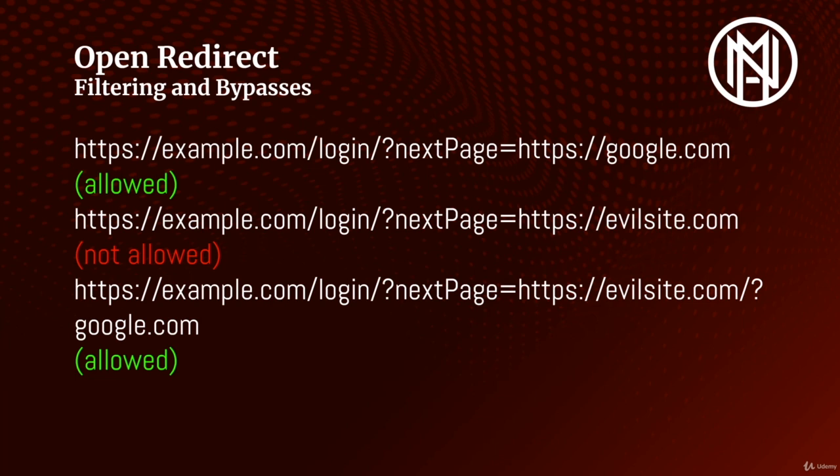However, if you combine the two, if you put evilsite.com/google.com, where google.com was allowed earlier, this may actually work because the filtering system in place is just looking for that string google.com. As long as it shows up in that string, it's going to allow the application to use it, even though it could be invalid and it may still go to evilsite.com.